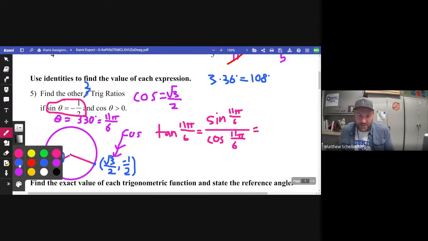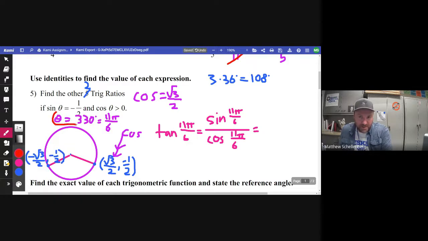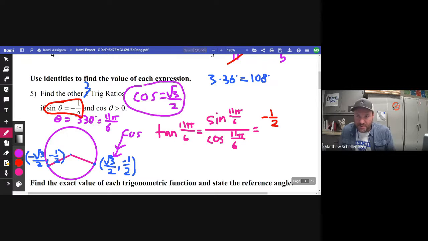Now let me actually use a different color. I want something that is different from the others. So I have here the sine of theta is -1/2. That 2 kind of got smushed. So this is -1/2 for the sine. And then remember, the cosine is this one here. It's square root of 3/2. So we're going to divide this by square root of 3/2. And now we're ready to simplify.